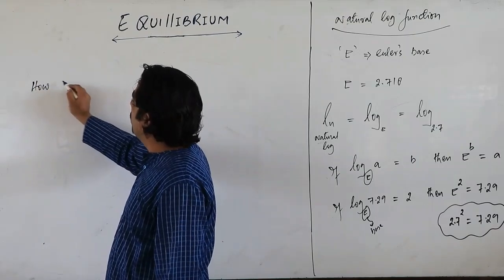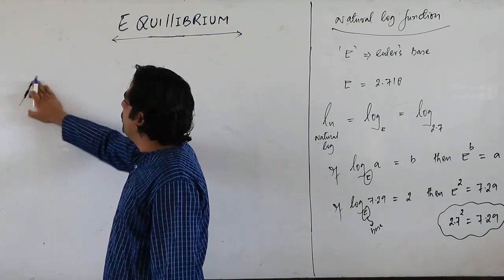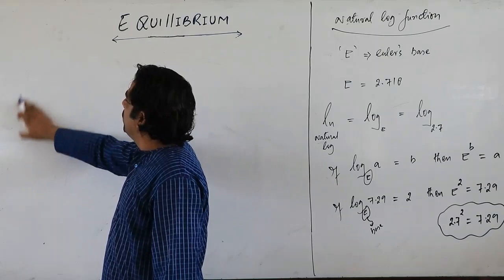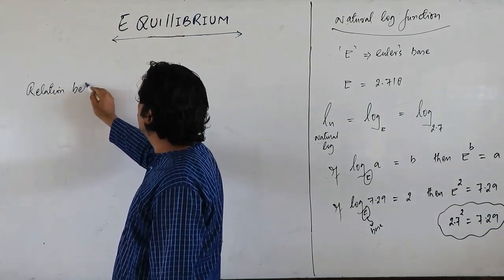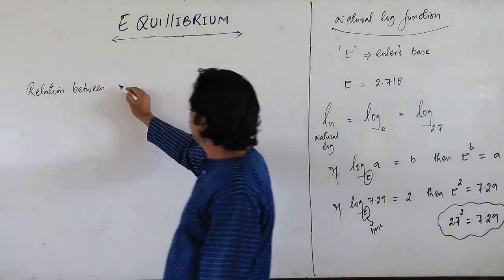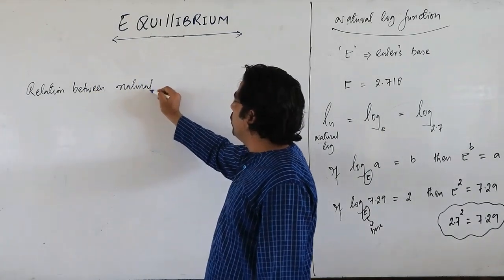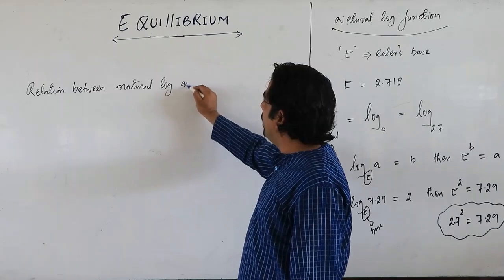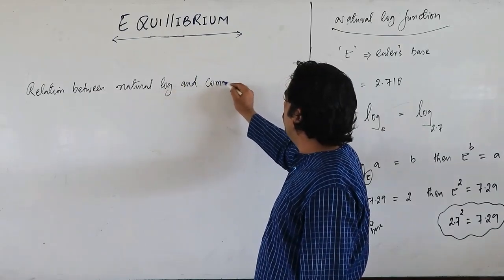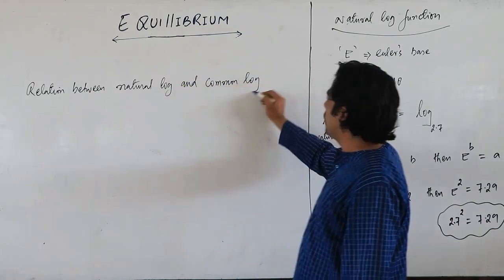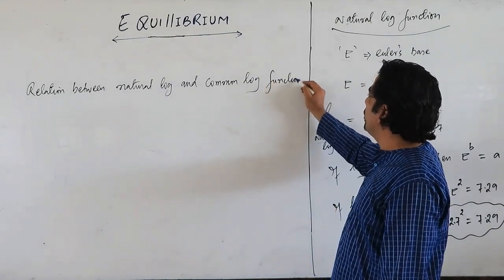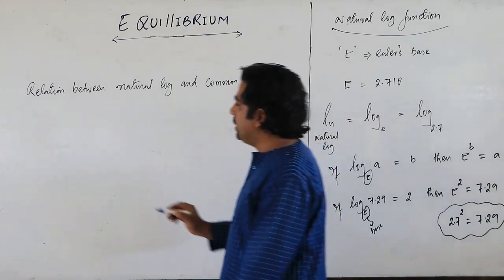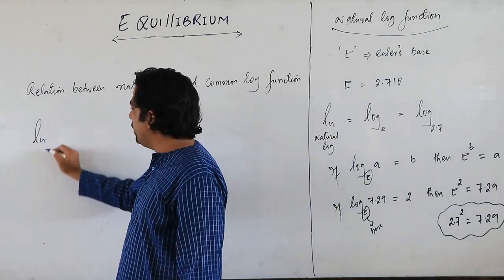How we can simply write down the relation between natural log and common log. Okay, so let us see. What is the relationship between them? Let us take the natural log. ln is our natural log.